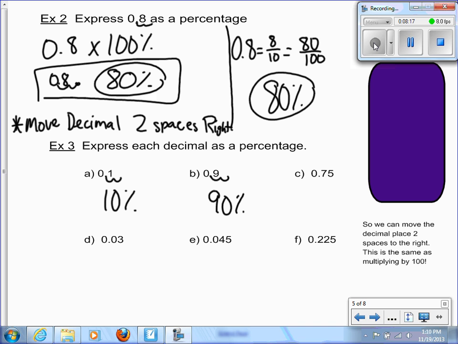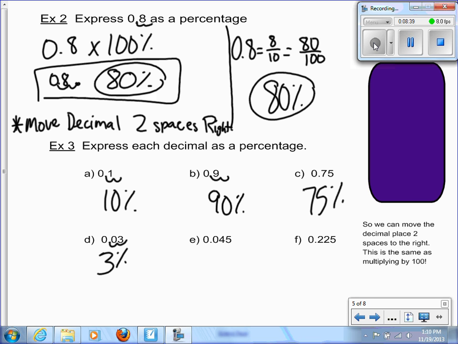0.75, Ananya. 75%. Good. How about 0.3, Emma? 30%. If we move the decimal 2 spaces, we're going to get 30%. Oh, that's okay.